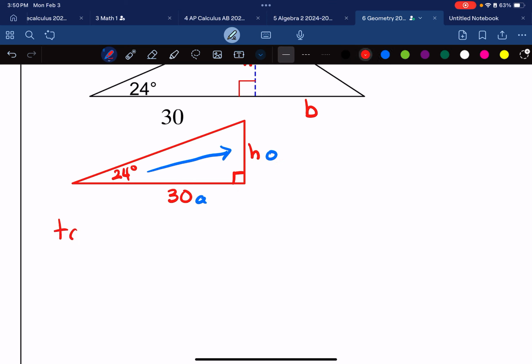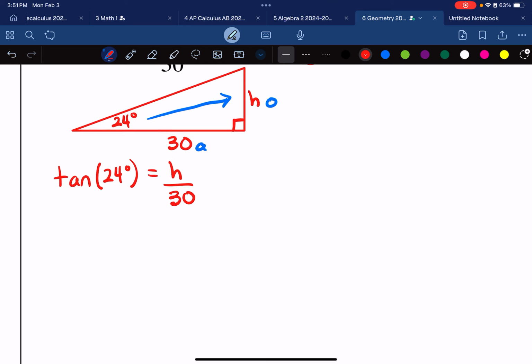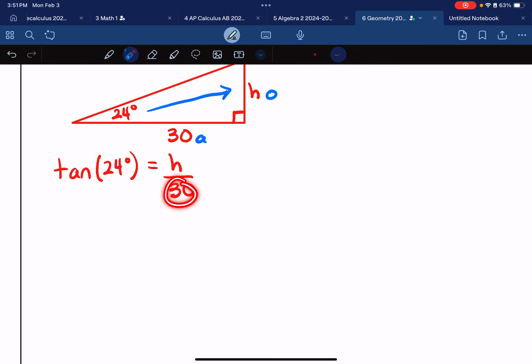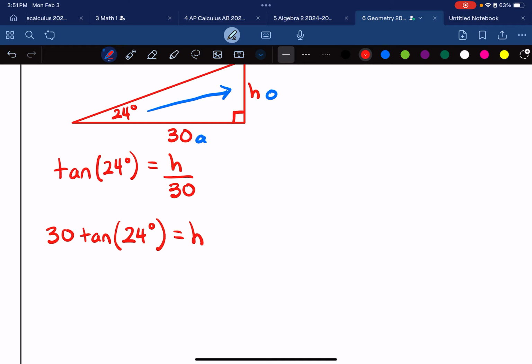So it's going to be tangent of my angle of reference, 24 degrees in this case, is going to be equal to my opposite over my adjacent. So my opposite is h and my adjacent is 30. From here, I need to solve. Notice that again, I can just move this 30 up here using that diagonal trick that I showed earlier. And my final answer before I punch it in the calculator is going to be 30 times tangent of 24 degrees is equal to my height.